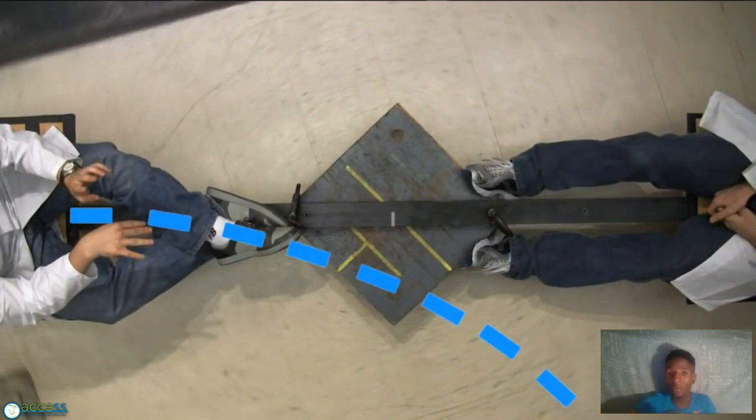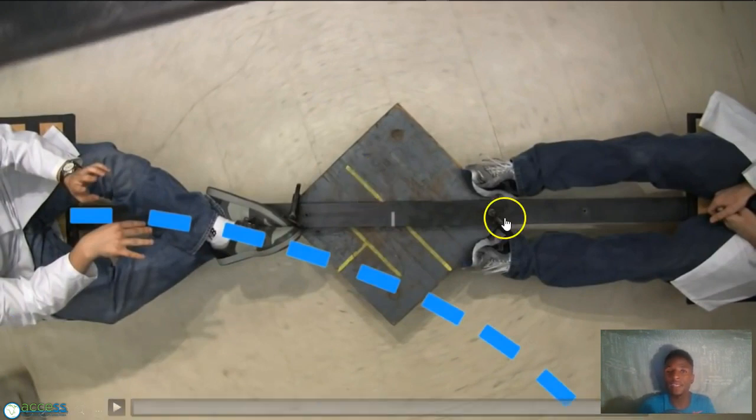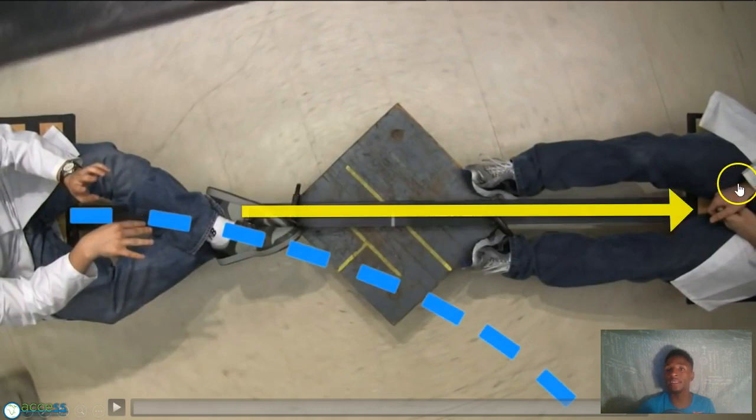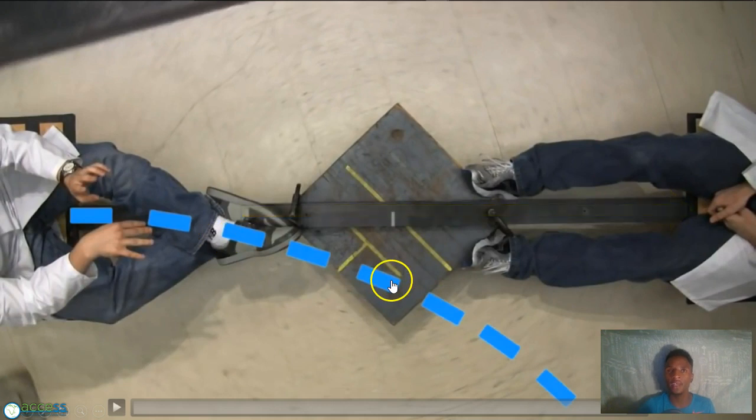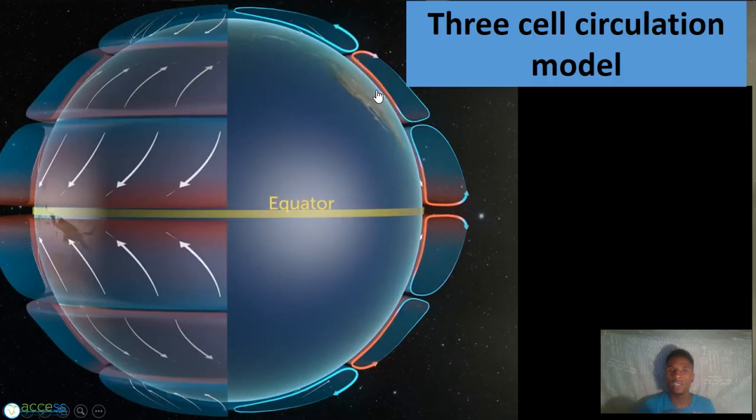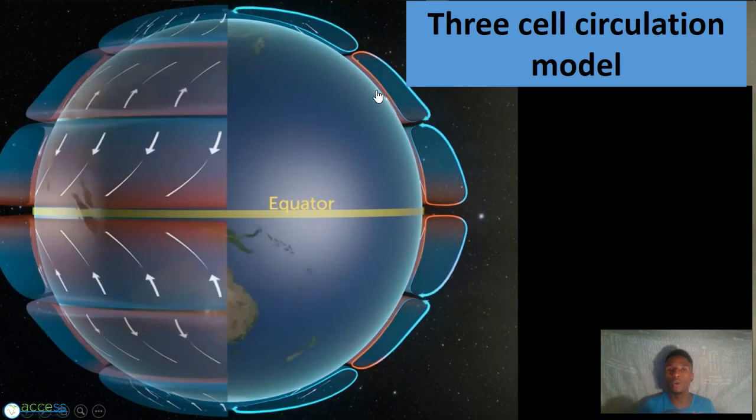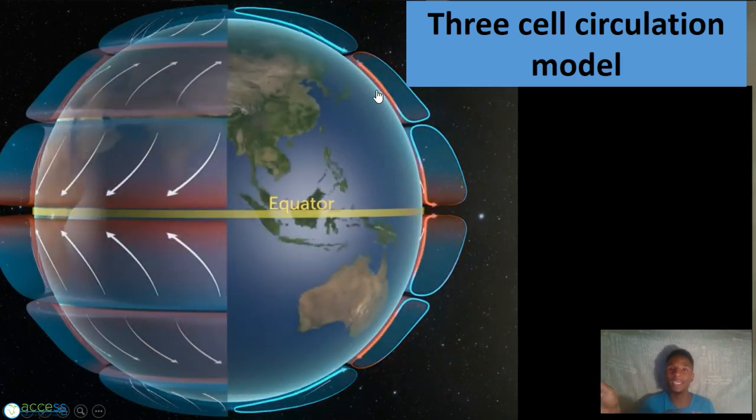We can assume that this swing is the Earth's surface. When the ball is thrown, it doesn't go along the expected path to the second guy. Instead, it curls or curves. So this is how Coriolis force acts. Explaining it in more detail is when we're going to explain the three-cell circulation model.